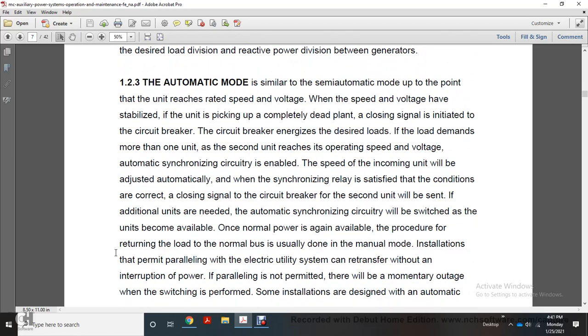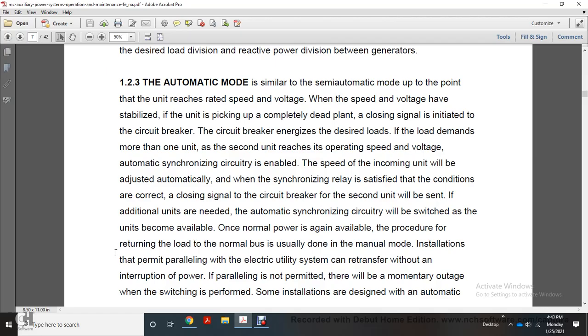1-2-3. The automatic mode is similar to the semi-automatic mode up to the point that the unit reaches rated speed and voltage. When speed and voltage have been stabilized, on a completely dead plant, a closing signal is initiated to the circuit breaker. The circuit breaker is energized with the desired load. If the load demands more than one unit, the second unit reaches operating speed and voltage, and automatic synchronizing circuitry is enabled.